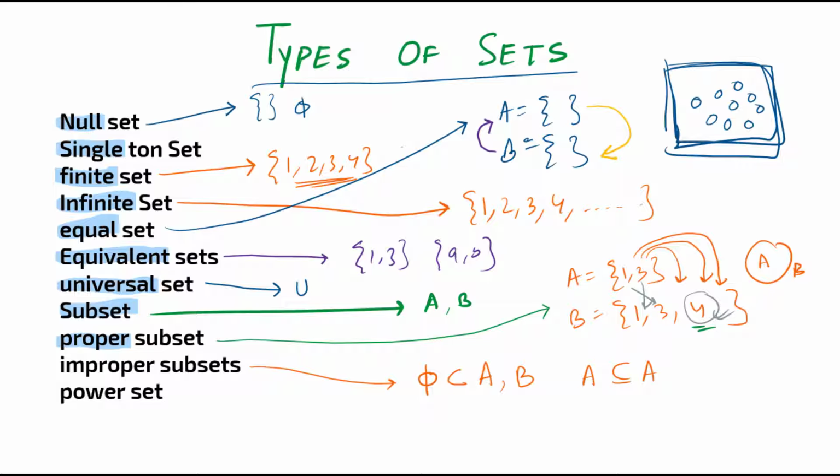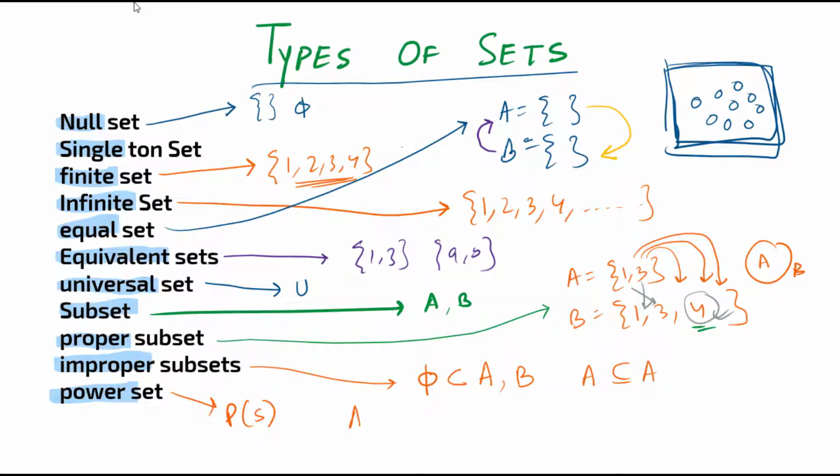So now let's talk about the power set. So what is a power set? If S is any set, then the set of all subsets of S is called the power set of S, and it is denoted by P of S, right? Power set is denoted by P of S. Now power set is always non-empty.